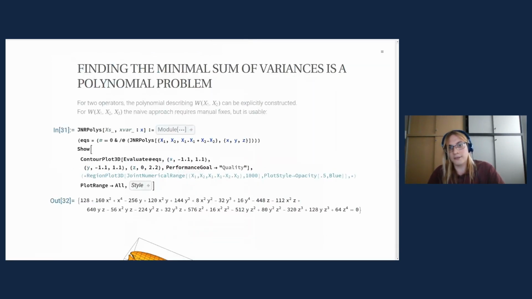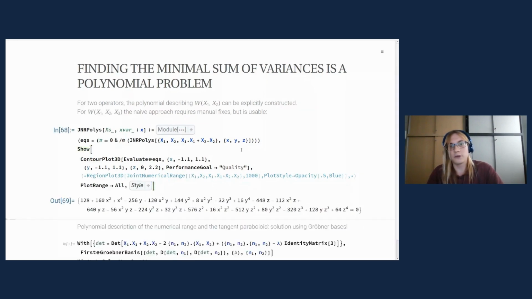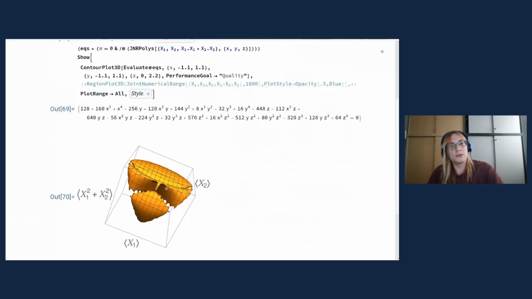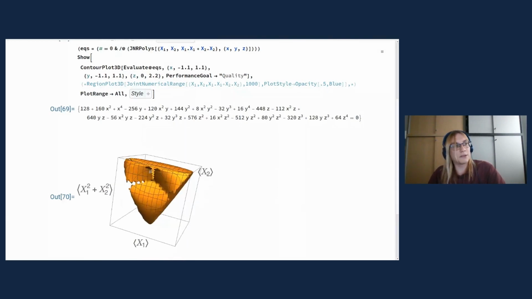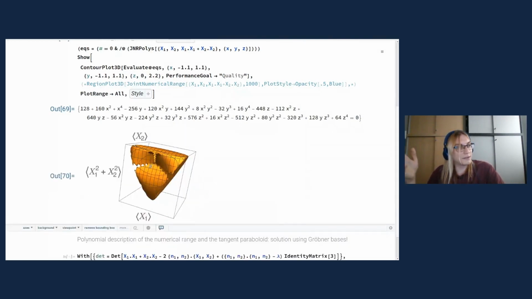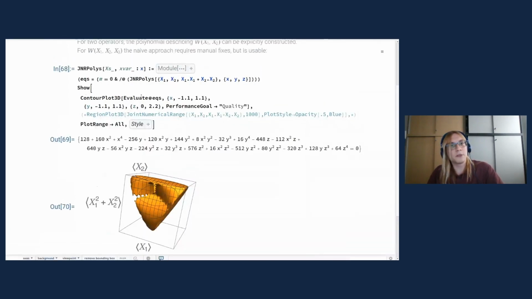And we could use this polynomial description of the joint numerical range to obtain the strict solution to this problem, not only a numerical one, because well, the dual of the joint numerical range is a spectrahedron.